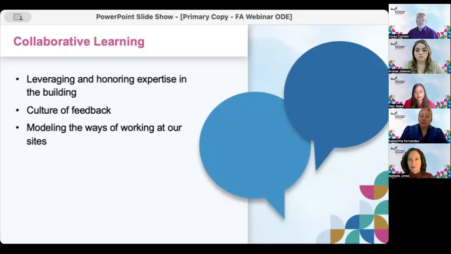And that collaboration really is key in supporting teachers to develop formative assessment processes while they're developing those instructional practices that strengthen their students in their literacy development. Next slide.